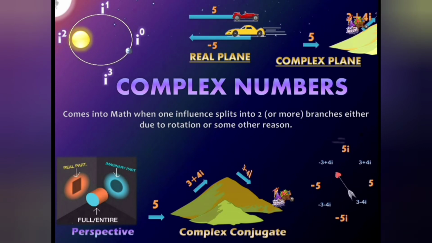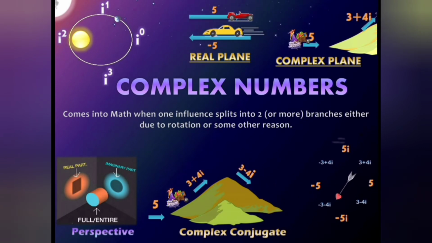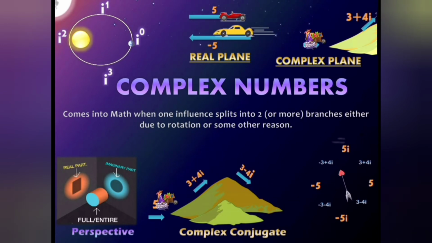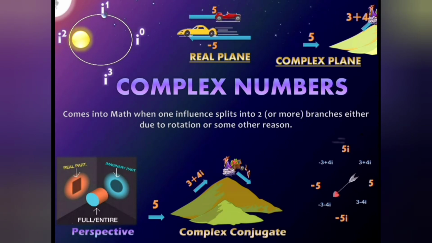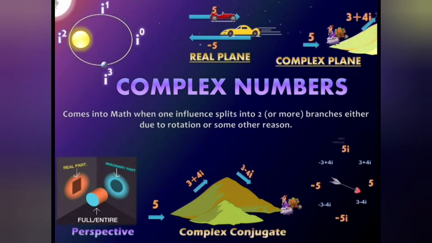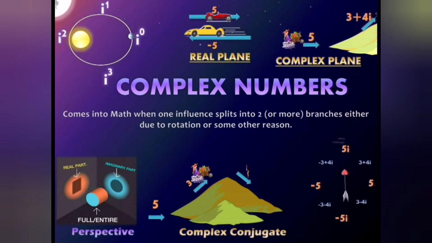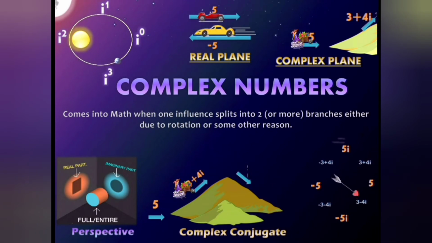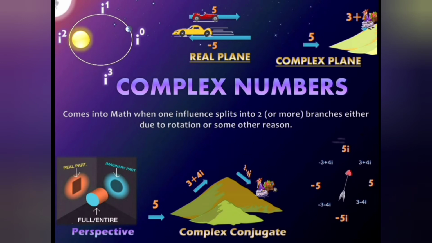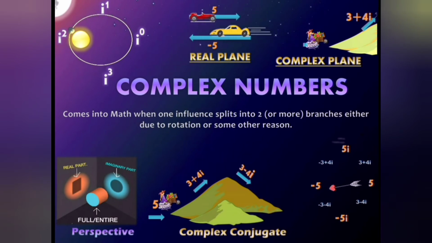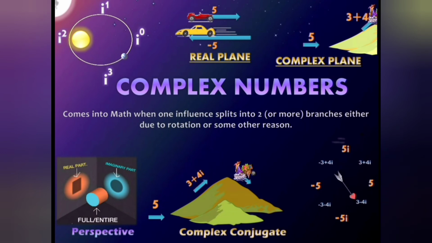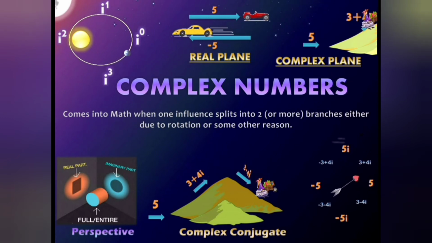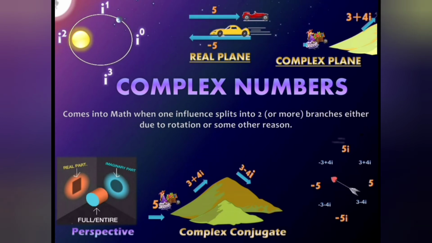What if complex numbers can be visualized with the help of animations like you are seeing on the screen? i raised to 1, a rotation by 90 degrees. i raised to 2, a rotation by 180 degrees. i raised to 3, a rotation by 270 degrees. And i raised to 4, a full 360-degree rotation. What if someone tells you that complex numbers come into math when one influence splits into two or more branches either due to rotation or some other reason? One branch is called the real part, the other the imaginary part.